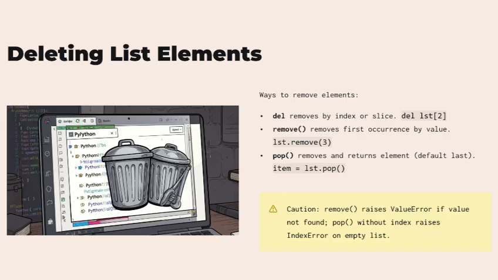Now pop removes and returns an element. For example, you have seen here list.pop(). By default it removes the last element. We can also provide an index, for example list.pop(0), which means it will remove the first element. If you want to note it in your notebook, you can note this. It will be very helpful for you.